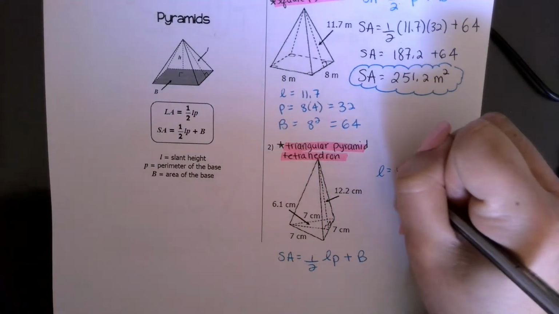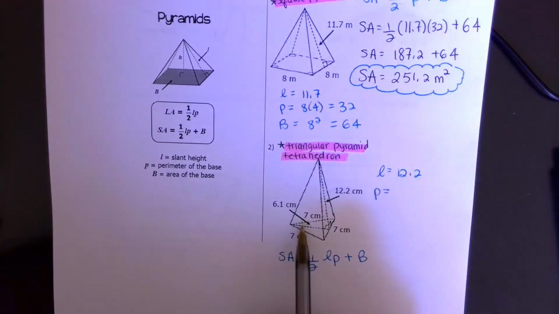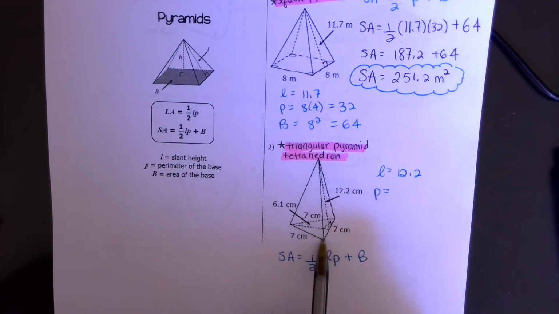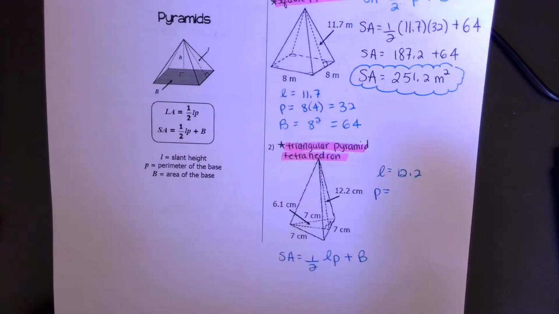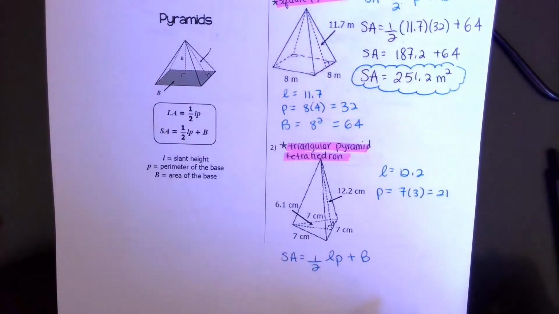Okay, so that's my slant height. I need the perimeter. The perimeter right here is the base. So I see 7, 7, 7. That means it's an equilateral triangle since all the sides are congruent. So instead of doing 7 plus 7 plus 7, I'm just going to do 7 times 3. So my perimeter is 21 centimeters.